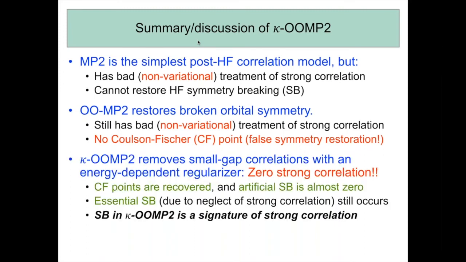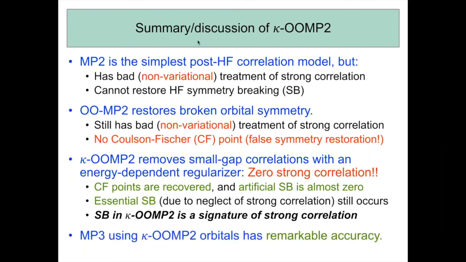So I've told you about a new method in Q-Chem, developed by Joonho Lee and myself, that improves on both of these problems by removing the small gap correlations via this energy-dependent exponential regularizer that takes strong correlations to 0, recovers Coulson-Fischer points, restores artificial symmetry breakings, but maintains essential symmetry breakings like when you break a bond. So it seems like symmetry breaking in kappa MP2 is a signature of strong correlation. And finally, the chemical accuracy is quite good, especially at the MP3 level.